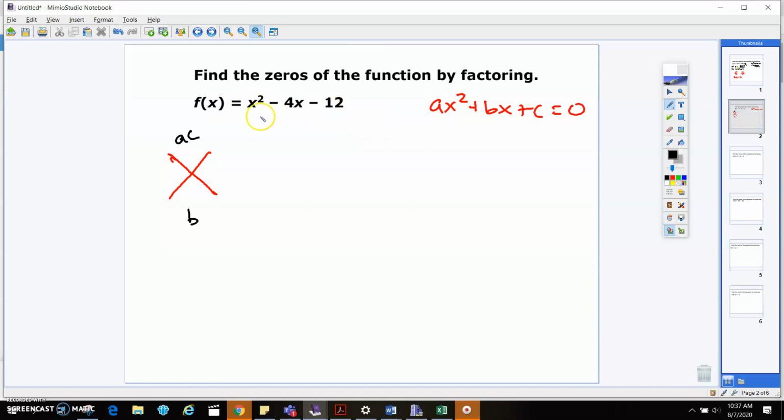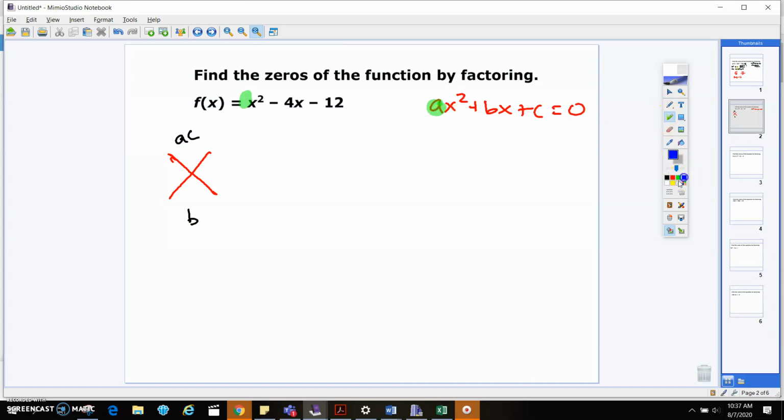So now we're going to use something called the big X or the diamond, depending on what your teacher calls it. And we're going to have the top portion of this be A times C, and the bottom portion of this be B. Okay, so the top portion is going to be A times C. Well, what's my A term here? Okay, A term is going to be 1. Notice how there's nothing out in front of this x squared? Well, if there's nothing out in front of it, then we assume that it's a 1.